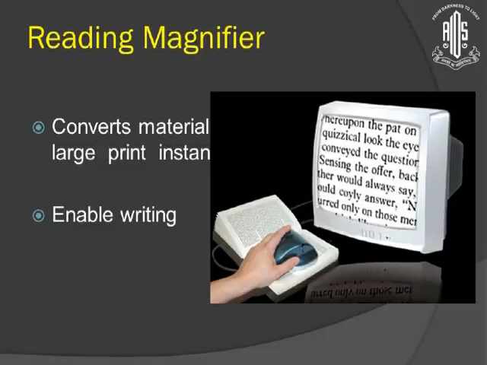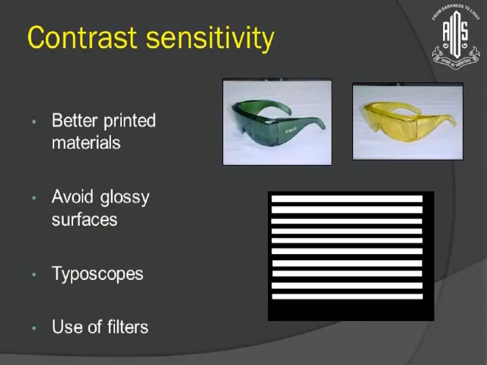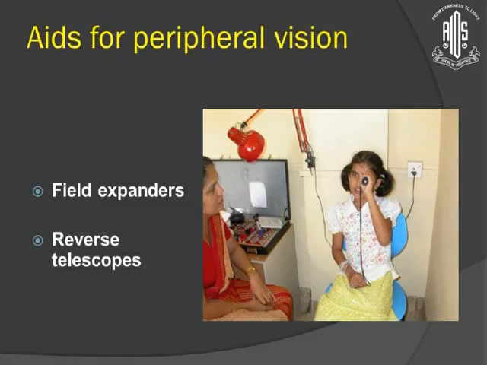And a reading magnifier, like we get in CCTVs, converts the material readily into large print, and this enables writing simultaneously. Contrast sensitivity is a big problem in most of these children. Definitely, they need to improve their contrast. This is accomplished by avoiding glossy prints, using better printed materials, bold and larger prints, and by using typoscopes and filters. For peripheral vision, we have limited experience, but we could prescribe some reverse telescopes in some children.